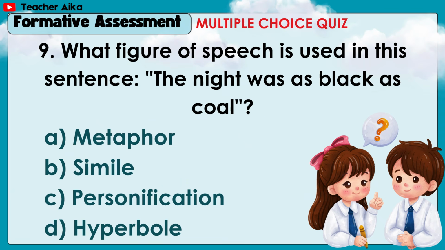Number 9. What figure of speech is used in this sentence? The night was as black as coal. A. Metaphor. B. Simile. C. Personification. Or D. Hyperbole. Answer: B. Simile.